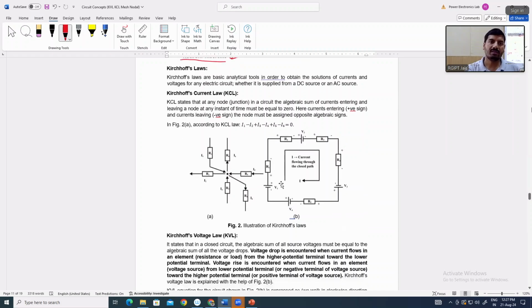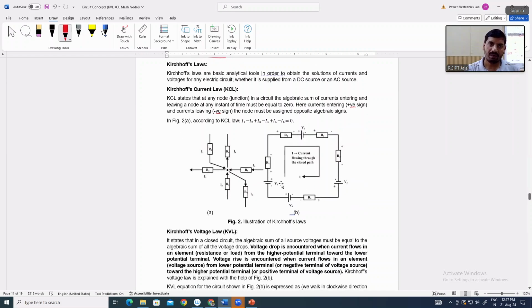ओके, सो फर्स्ट वी विल सी किरचॉफ्स लॉ और we will revise this one. You have already studied, so this will be just a recap for you. There are two Kirchhoff's laws, that KCL Kirchhoff's current law and KVL Kirchhoff's voltage law.